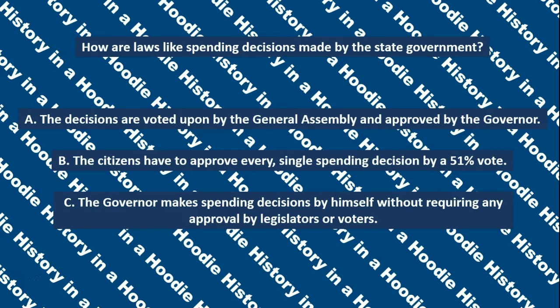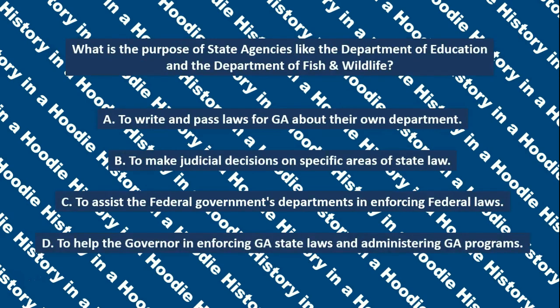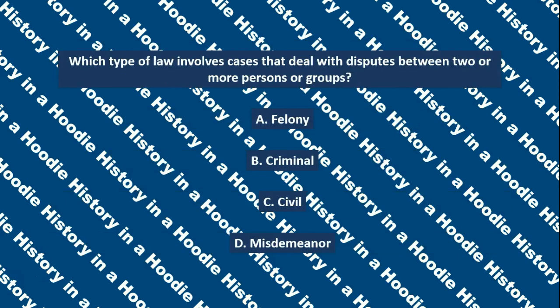How are laws like spending decisions made by the state government? What vote is required in the House of Representatives in order for a bill to pass? What is the purpose of state agencies like the Department of Education and the Department of Fish and Wildlife? Which type of law involves cases that deal with disputes between two or more persons or groups?